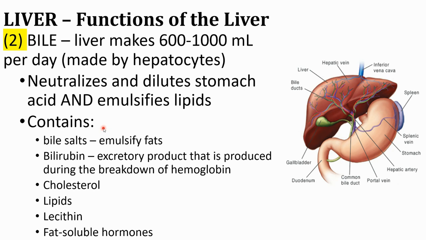If you take a look at what's inside of bile, you're going to find bile salt. You're going to find bilirubin, which is an excretory product that is produced during the breakdown of hemoglobin. Hemoglobin is the protein found in red blood cells. So when you look at that, that's why the liver is going to be such a dark red color along with the spleen. Bile also contains cholesterol, some lipids, some lecithin, and some fat-soluble hormones. So there's a lot going on in bile.